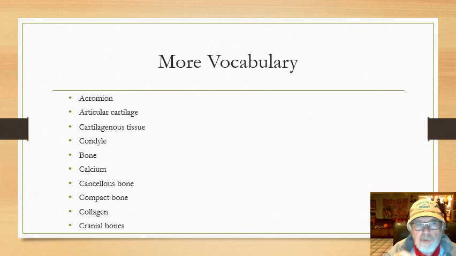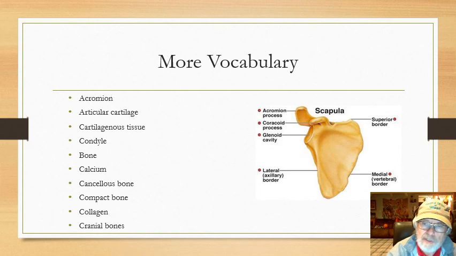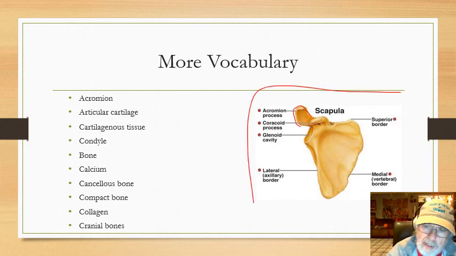A couple more vocabulary terms that I think we should talk about. One would be the acromion. This is a picture of the scapula, and this up here at the top is called the acromion. Right here, you can see a little depression, and that's where the humerus is going to sit.